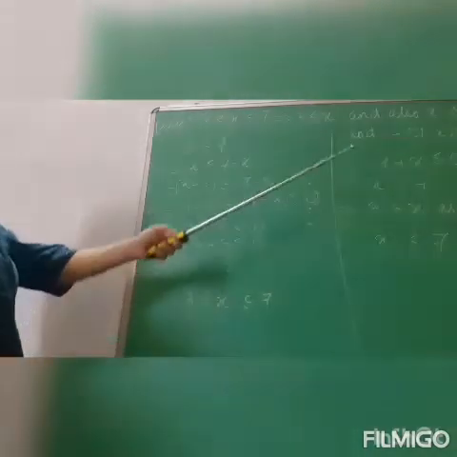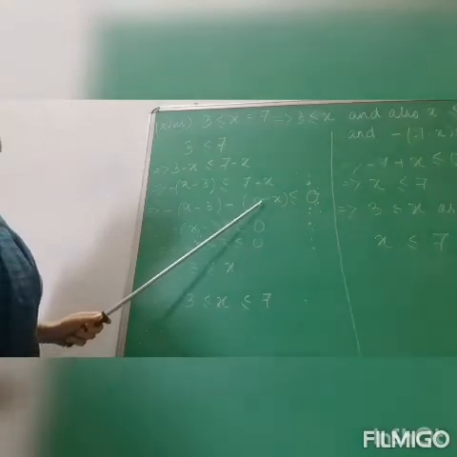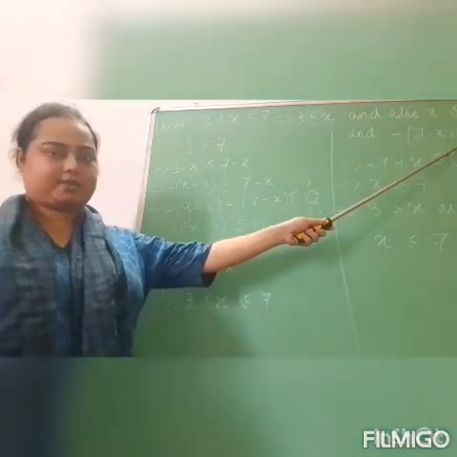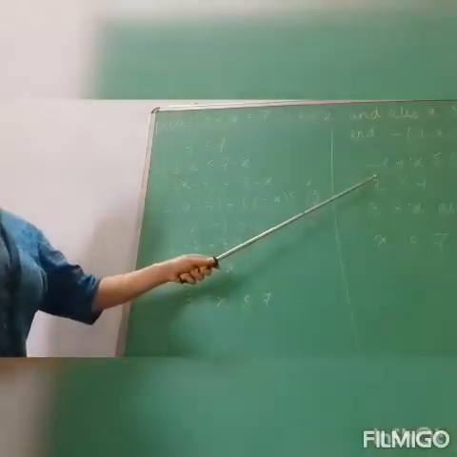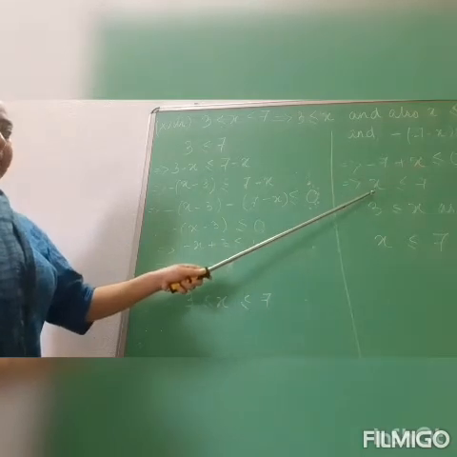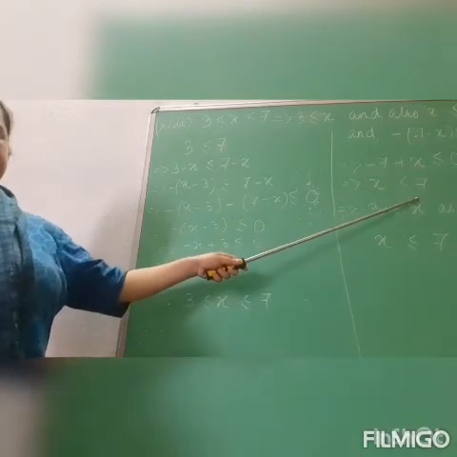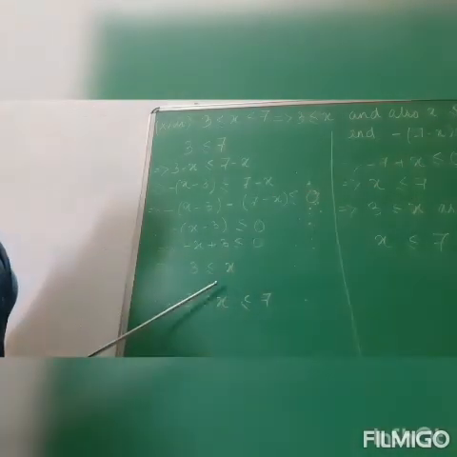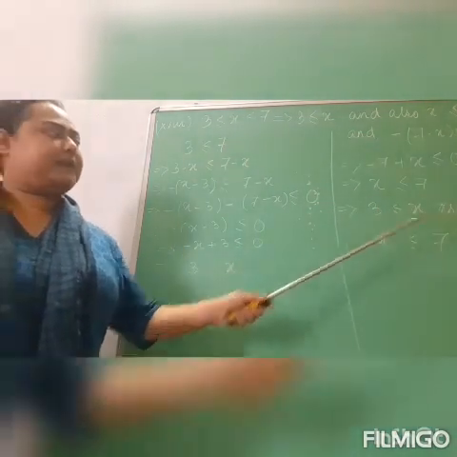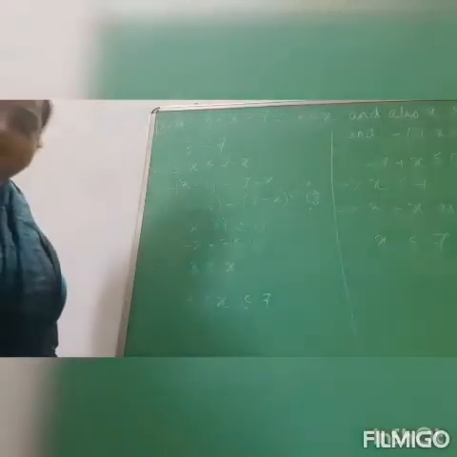Okay. Next I have from this term minus (7 minus x). So minus (7 minus x) is less than or equal to 0. Therefore minus 7 plus x is less than or equal to 0. That means what? x is less than or equal to 7. So from the first point I got 3 is less than or equal to x. This implies that 3 is less than or equal to x as well as x is less than or equal to 7.